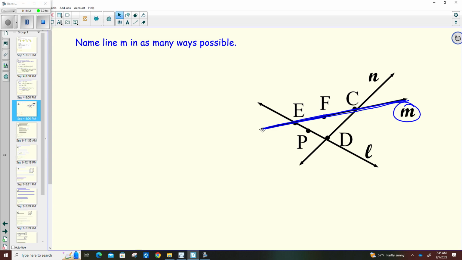Look up above where it shows you how many letters to use in the symbol. Symbol for line, how many letters? 2. I'm seeing a whole bunch of 3s out there. You only use 2 letters to name a line.